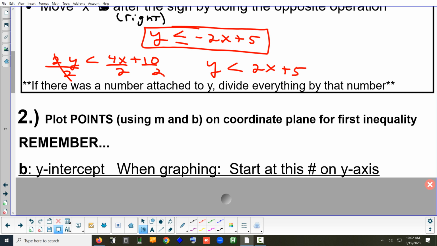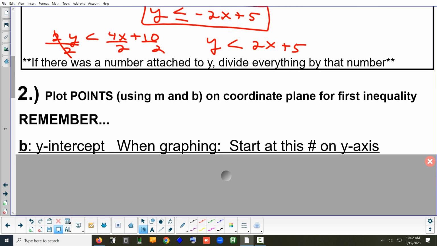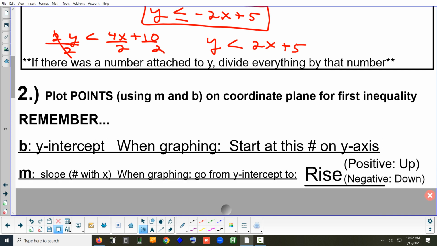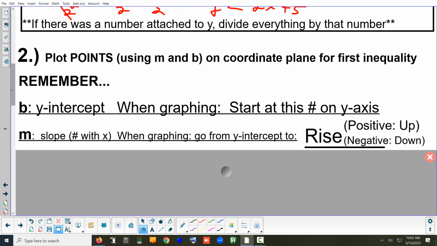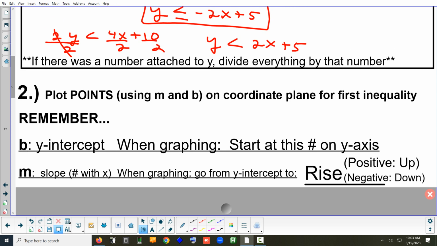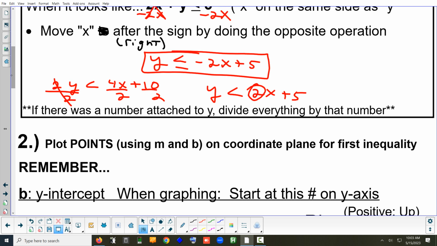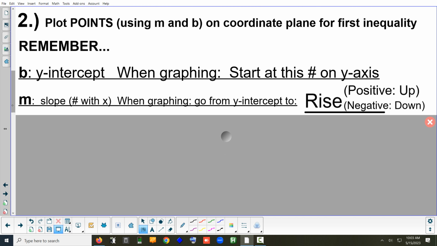And Mia, after I use B, what's the other letter that I want to look at? M, and M is my slope. Yep, so M is the slope. On the line right below where you just wrote in B, it says M, and after the M, put slope. It's the number with the x. For example, in this problem, the slope is 2. In the one above it, the slope is -2.